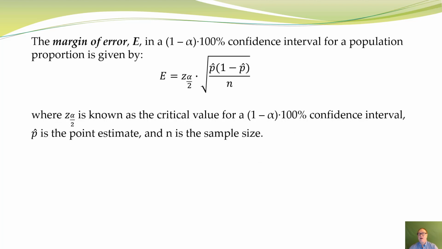The margin of error E in a (1 minus alpha) times 100% confidence interval for a population proportion is given by E equals Z sub alpha divided by 2 times the square root of p hat times (1 minus p hat) divided by n, where Z sub alpha divided by 2 is known as the critical value for the confidence interval, p hat is the point estimate for the population proportion, and n is the sample size.